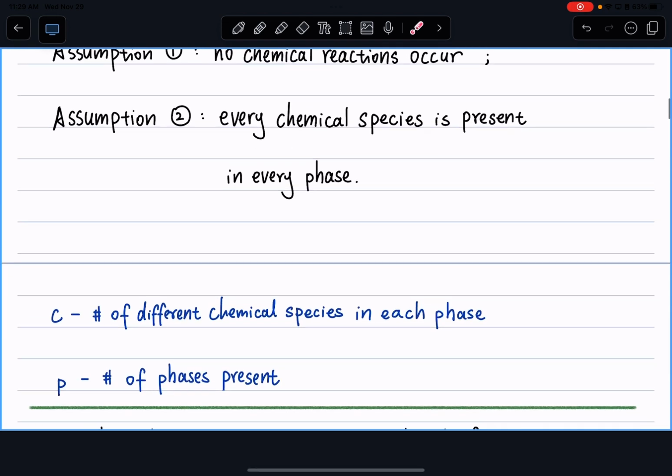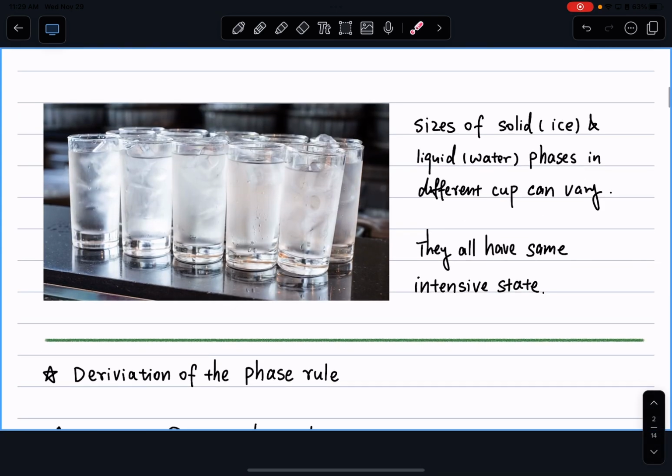With that in hand, C abbreviates the number of different chemical species in each phase, and P is the number of phases present. Back to our cup of water example, we only have one chemical species, which is water. That takes into consideration three phases if I include the water vapor, otherwise it's two phases. So when your water is present in different phases, we count that as one component.